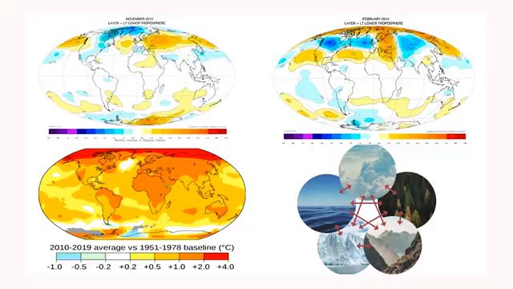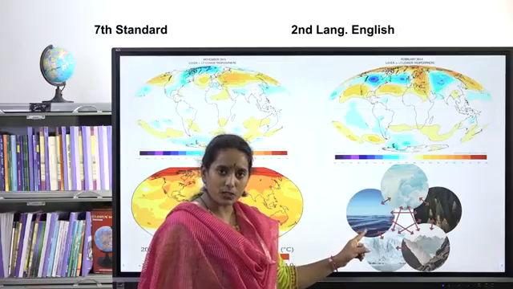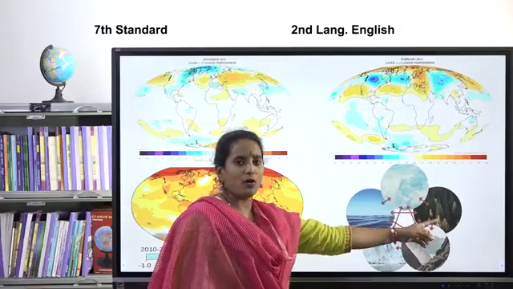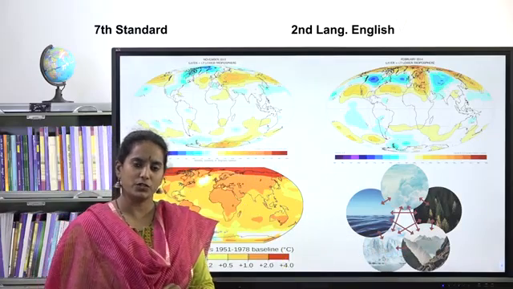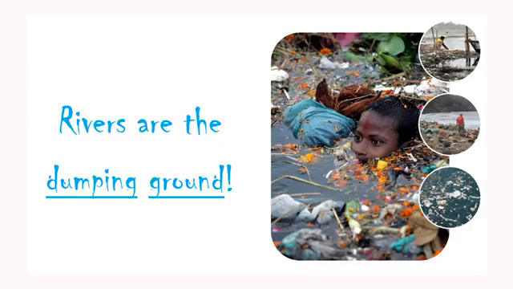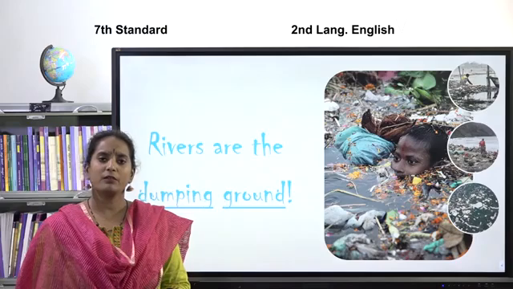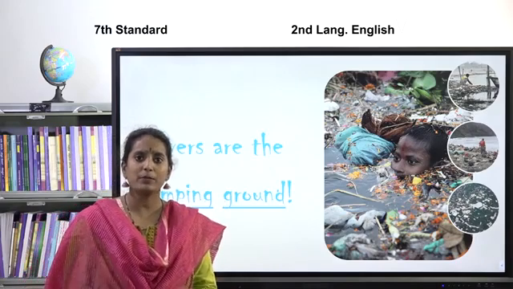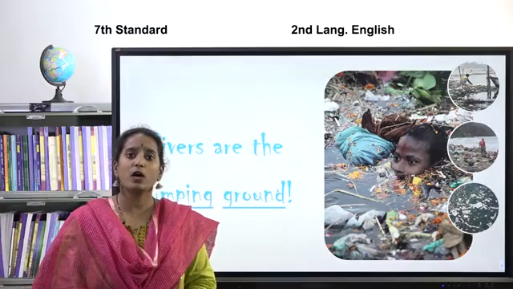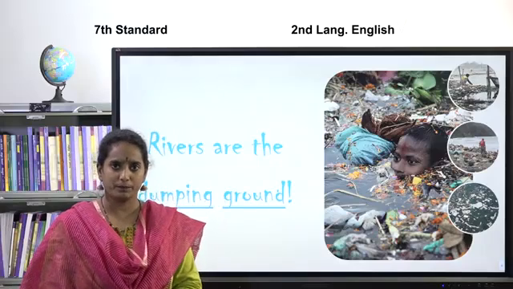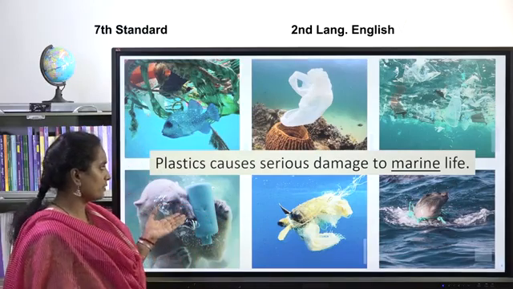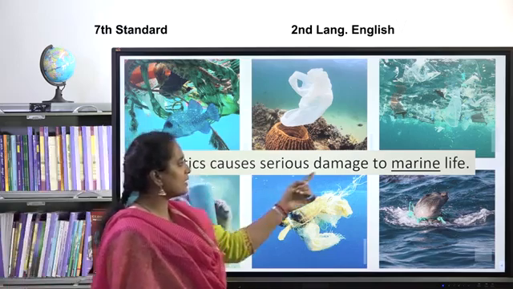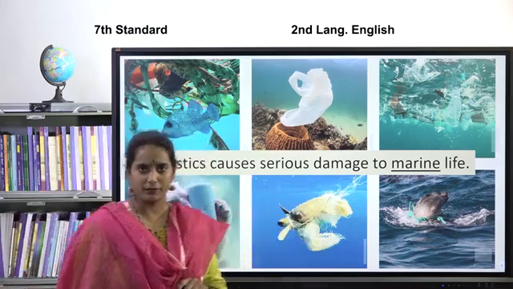What is the end result of it? It is going to affect the water we use, the air we breathe, all the trees and plants around us, the mountains and the glaciers. Rivers have become the dumping ground. All the plastic that we use, we are just throwing it away. What happens to all that plastic waste? It is all being dumped in the river. Now, due to that, the marine life is affected. Plastic causes serious damage to marine life.